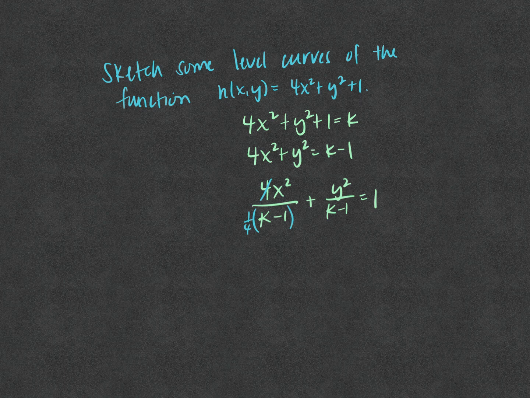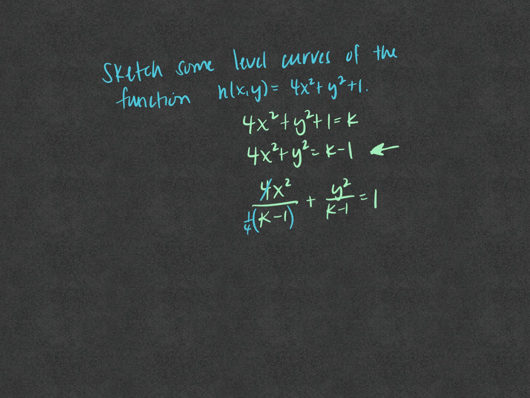Now, if k is greater than 1, we have a family of ellipses. So we can do a contour map and then get an idea of what the graph looks like. By the way, this line back here tells us we have an elliptic paraboloid like we did before.